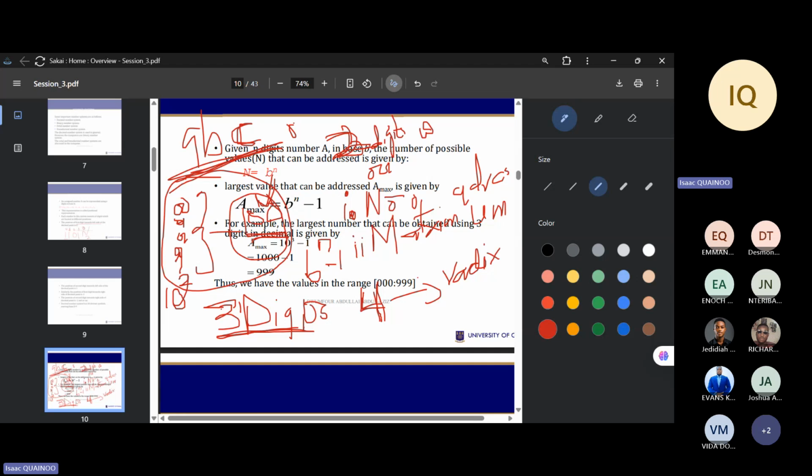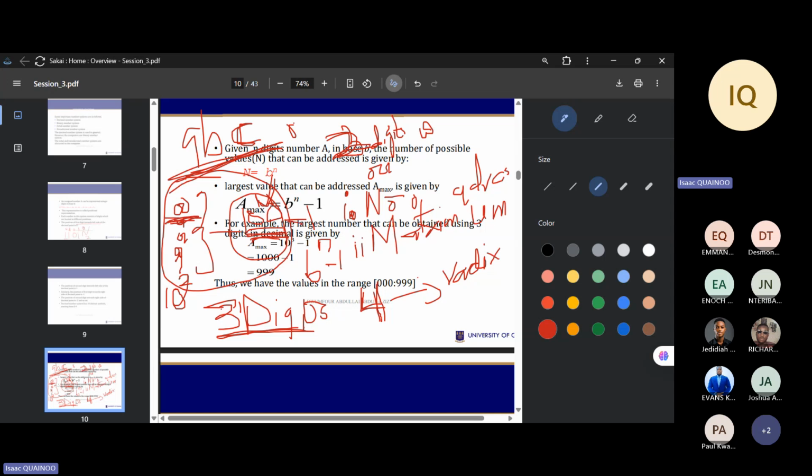But if you want to find the largest value, 100 cannot be it, because we said that that number system only has 2 digits within it, and 100 is 3 digits. So that will not be possible. So what you do is that you subtract 1. And the reason why we subtract 1 is because of this 00 here. The 00 here is what necessitates the subtraction of the 1.